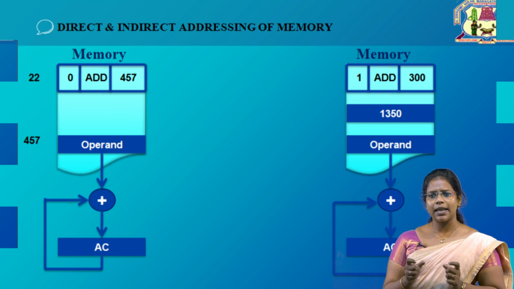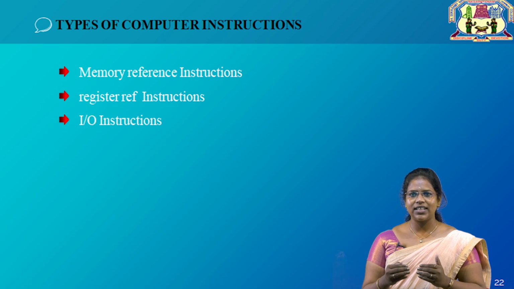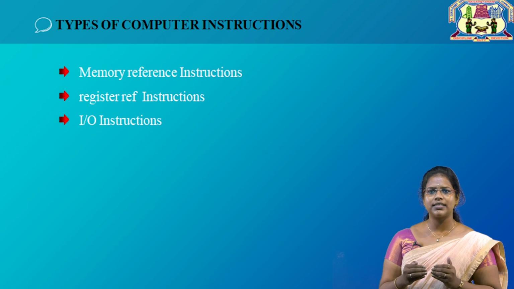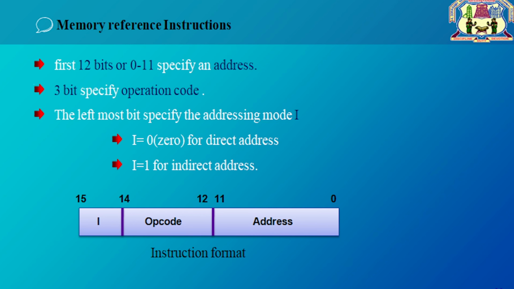So let's see the types of instructions. The basic computer has three 16-bit instruction code formats. The first one is memory reference instructions, the second one is register reference instructions, and the third one is input output instructions. So let's see the topics one by one. In memory reference instructions, the first 12 bits, or 0 to 11, specify an address. The next 3 bits specify the operation code. The leftmost bit specifies the addressing mode. I equal to 0 is for direct address and I equal to 1 is for indirect address.